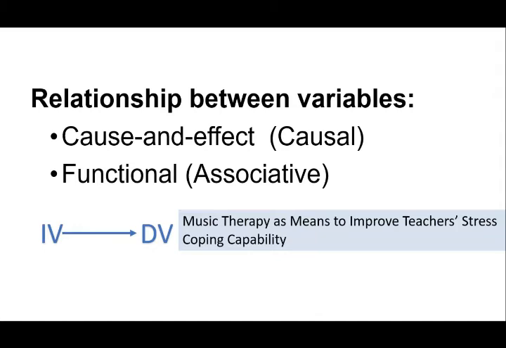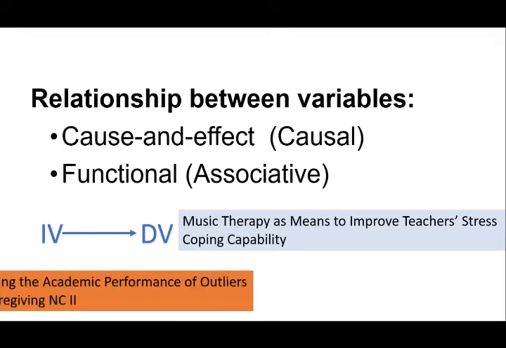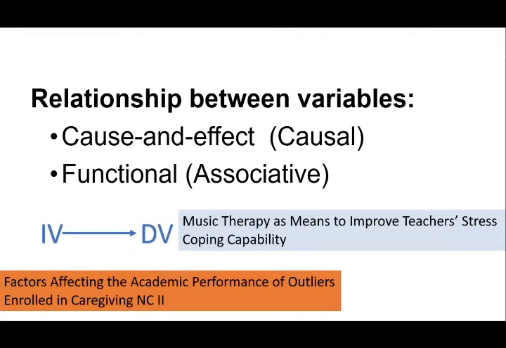The second type is functional or associative. For example, in this research, factors affecting the academic performance of learners enrolled in Caregiving NC2. As you can see, there are a lot of factors, but we could not directly imply that there is a relationship between these factors and the academic performance of learners. Although there is a relationship between independent and dependent variable, we could not clearly specify that. And thus, the relationship is usually denoted by a broken arrow.